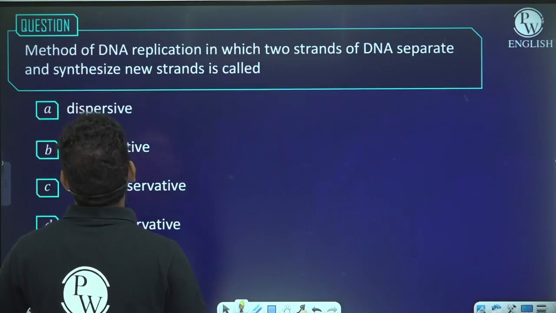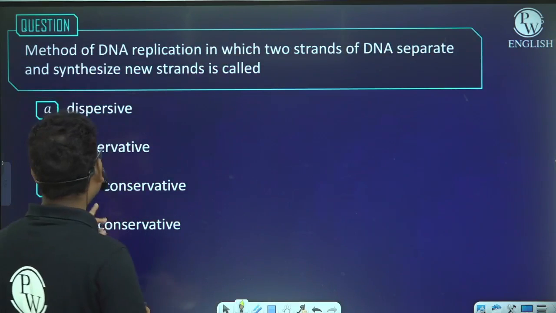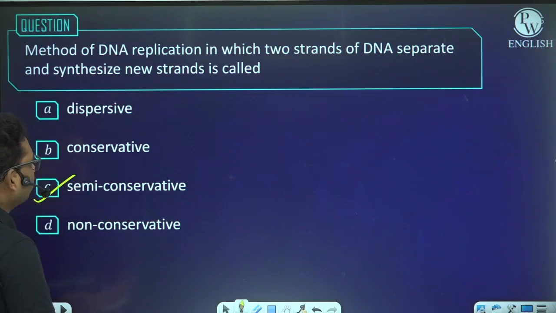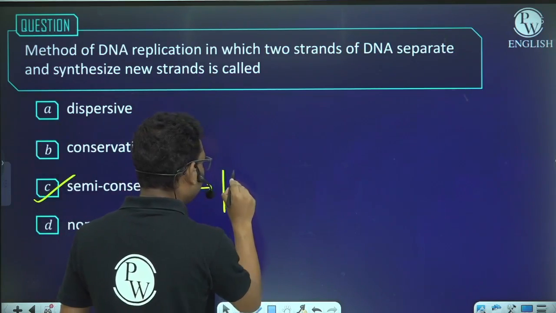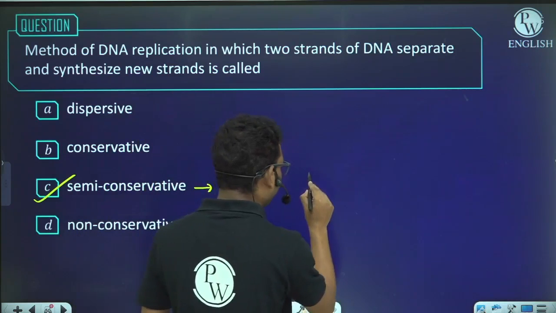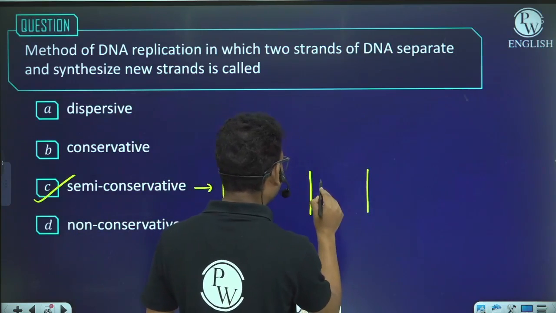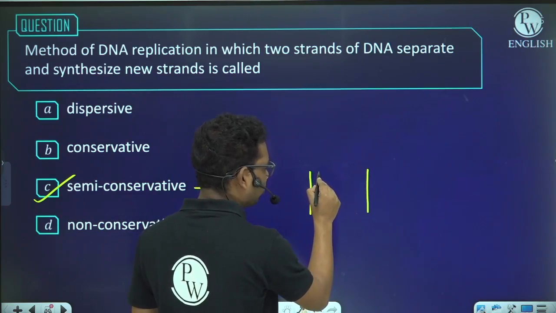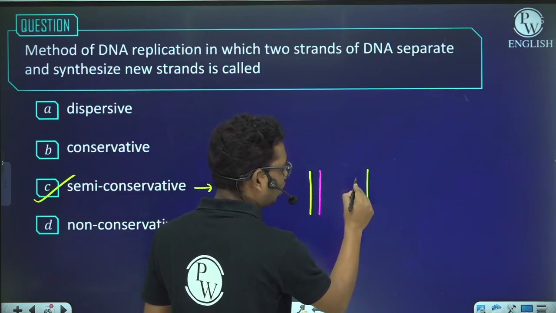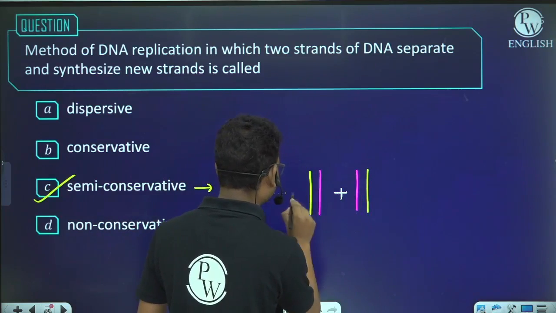Next, method of DNA replication in which two strands separate and synthesize new strands, what do you call that? As semi-conservative. So what is semi-conservative, conservative, and dispersive? Let me tell you. In semi-conservative, what happens? Suppose these are the two strands, they get separated, and after separation, new strands will be synthesized. So this one will be used as a template. So using this one as template, new strands will be formed, and using this one as template, new strand will be formed. So these are the two daughter DNA molecules.